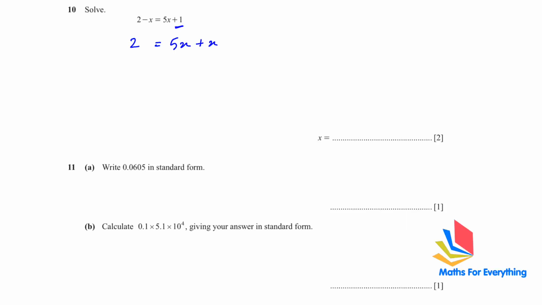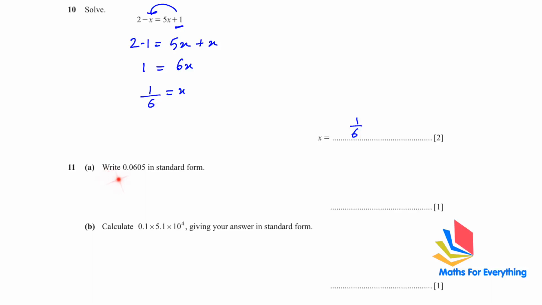This plus 1 will shift here. So the sign will change. It will become 1. 2 minus 1, 1. 5x plus 1x is 6x. 1 over 6 is equal to x. And that's our answer.